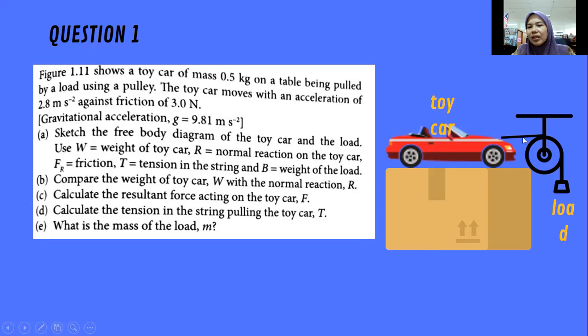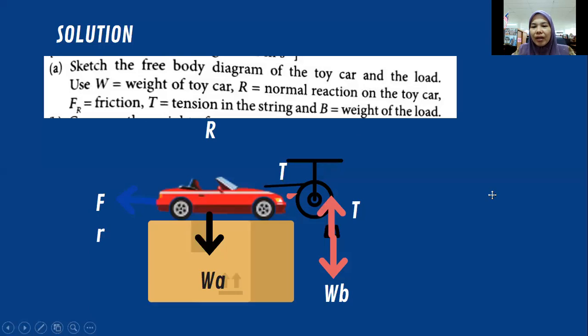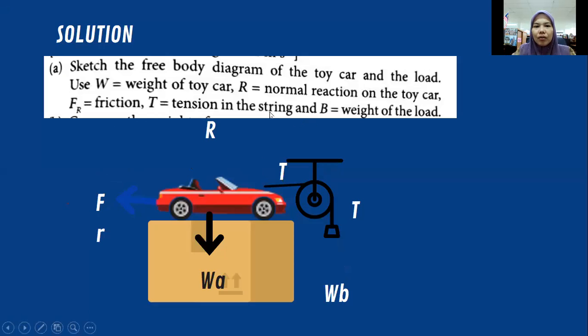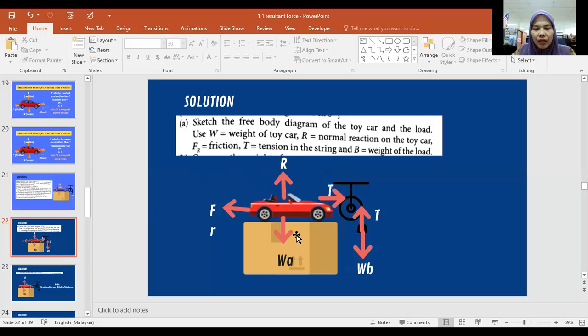Okay, so this is the diagram. We need to draw the free body diagram. You have to draw all the possible forces. Sorry, okay, here is the actual diagram. This is the free body diagram for this question. Please make sure you follow all of it: the weight of the toy car, W, it should be W, not WA.